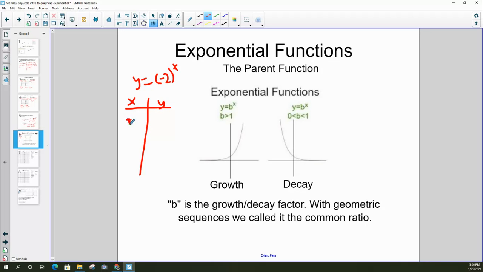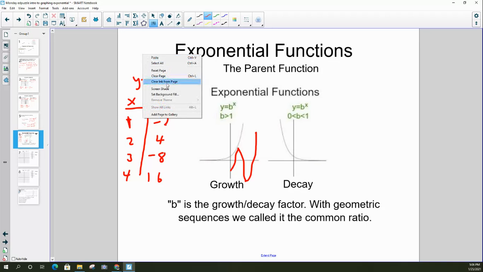If I just plug in 1, -2 to the first is -2. If I plug in 2, -2 squared is +4. If I plug in 3, it's -8. If I plug in 4, it's +16. So this function is negative, and then it's positive, and then it's negative, and then it's positive. This function would be growing, then decaying, and then growing, and then decaying. We call that an oscillating function. So that is not considered an exponential function.